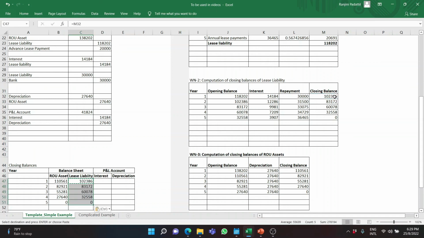In the final year, that will be 0 too. Interest, working note 2 again. The interest has been calculated. And finally, the depreciation, which will be the same amount year after year. There. So that is your solution.